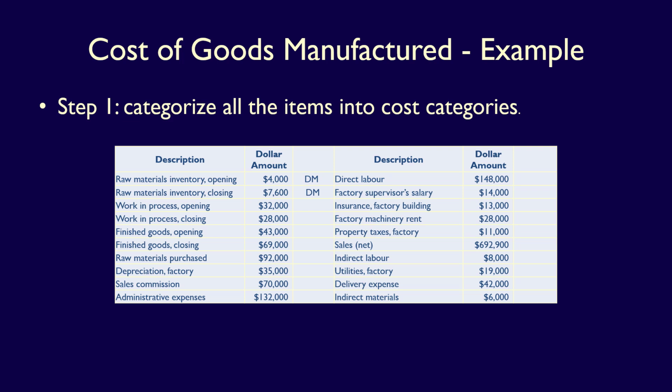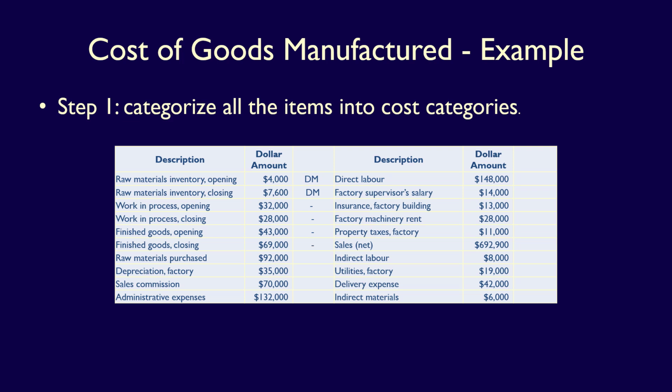Raw materials inventory opening and raw materials inventory closing relate to one account at two different periods of time. Both of them relate to direct materials, so we'll denote them as DM. We then see the same period of time for work in process, with an opening and a closing. Although we need these accounts on the statement of cost of goods manufactured, they include all three product costs: direct material, direct labor, and manufacturing overhead, so we leave these blank.